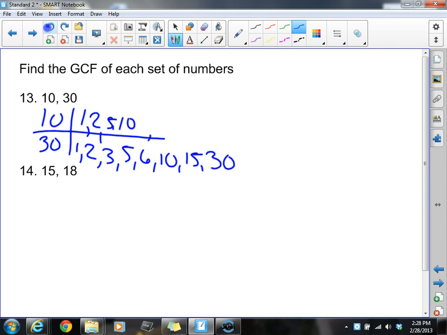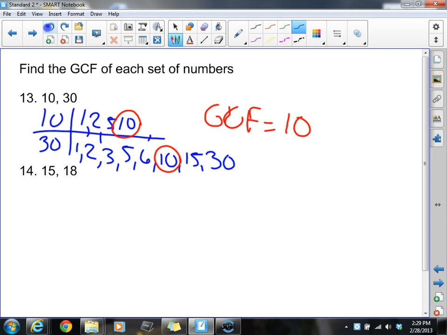Now all I do is find the greatest common factor. Hopefully you can see the greatest common factor is going to be 10. So my GCF equals 10. That's basic. Hopefully this is reminding you of some things.